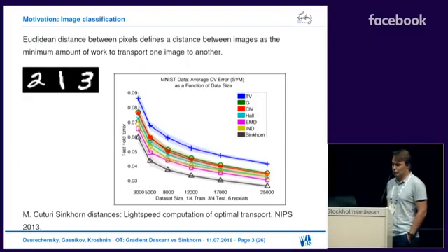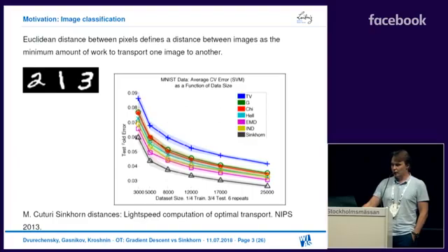As one of the machine learning illustrations, in his paper Marco Cuturi considered an image classification problem using SVM based on different kinds of distances between images. He showed empirically that optimal transport distances, the two bottom curves, outperform other distances. The magenta one is Kantorovich's distance, and the lower black one is his modification, called Sinkhorn distance. The idea is that we have a standard Euclidean distance between pixels in the images, and we lift this distance between pixels up to the space of probability measures, which gives us a distance between images.